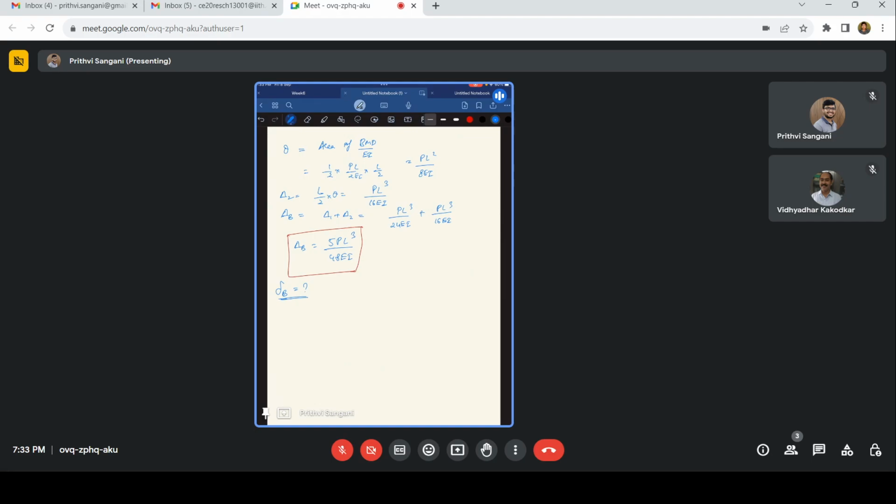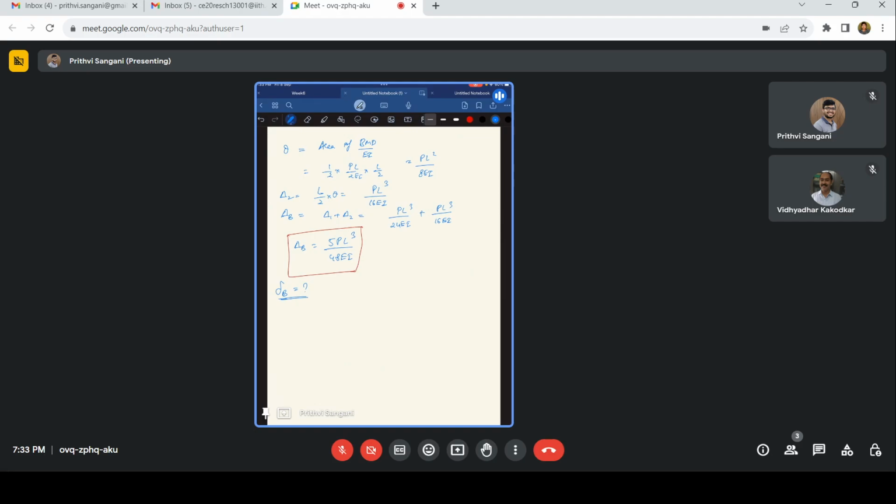Once you solve this, you are going to get VB. VB is going to be 57.92 kilonewtons, and MB is going to be 107.5 kilonewton meter.